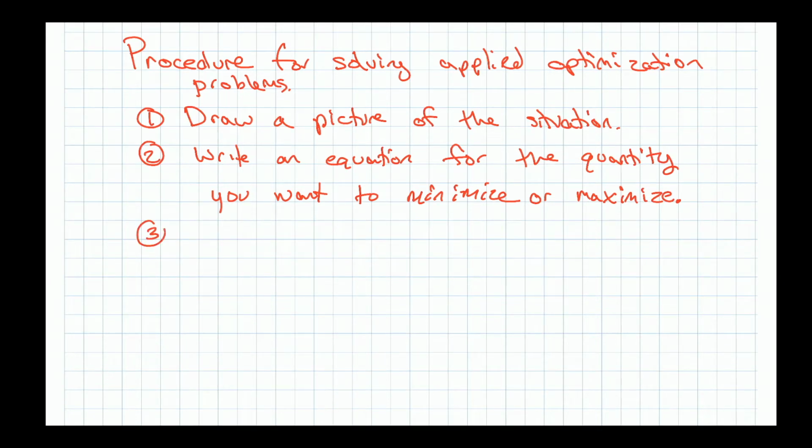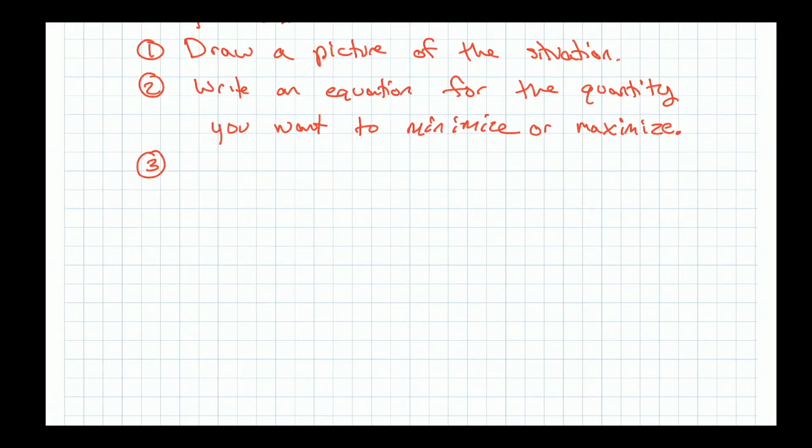Now, what often happens is that the equation that you write has more than one variable, and that's a problem because you can only take the derivative with respect to one variable. So if you had f as a function of x, y, and z, you're in trouble because you can't take the derivative with respect to x and y and z. You do have techniques for how to do it in Calculus 3, but we're not in Calculus 3, we're in Calculus 1, so we can't do that.